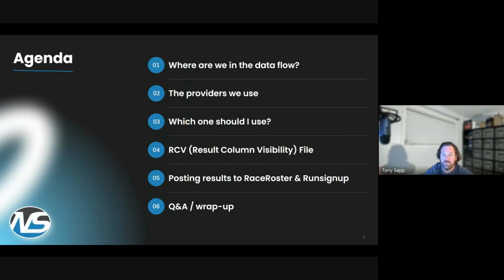Today, we're going to be talking about getting results online. We're going to cover a few different things. We're going to show where we are in the data flow, which result providers we use, and which one you should choose. We'll talk about the result column visibility file, which we'll be referring to as the RCV. Then we'll show posting results to Race Roster and Run Signup, and wrap it up with a quick Q&A.